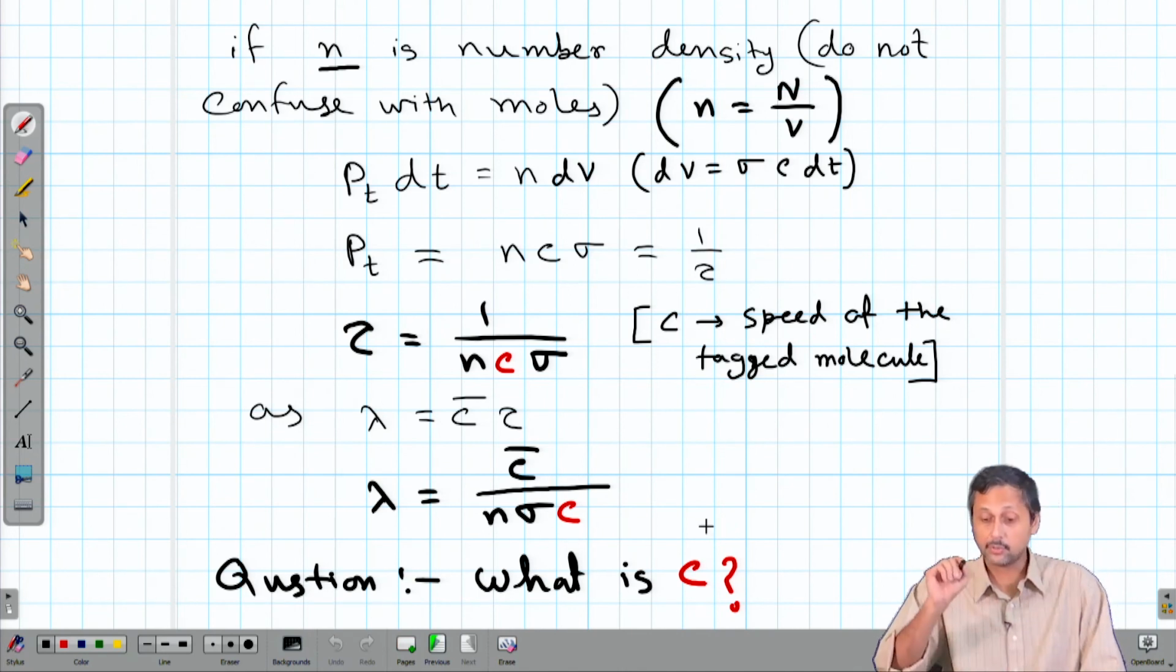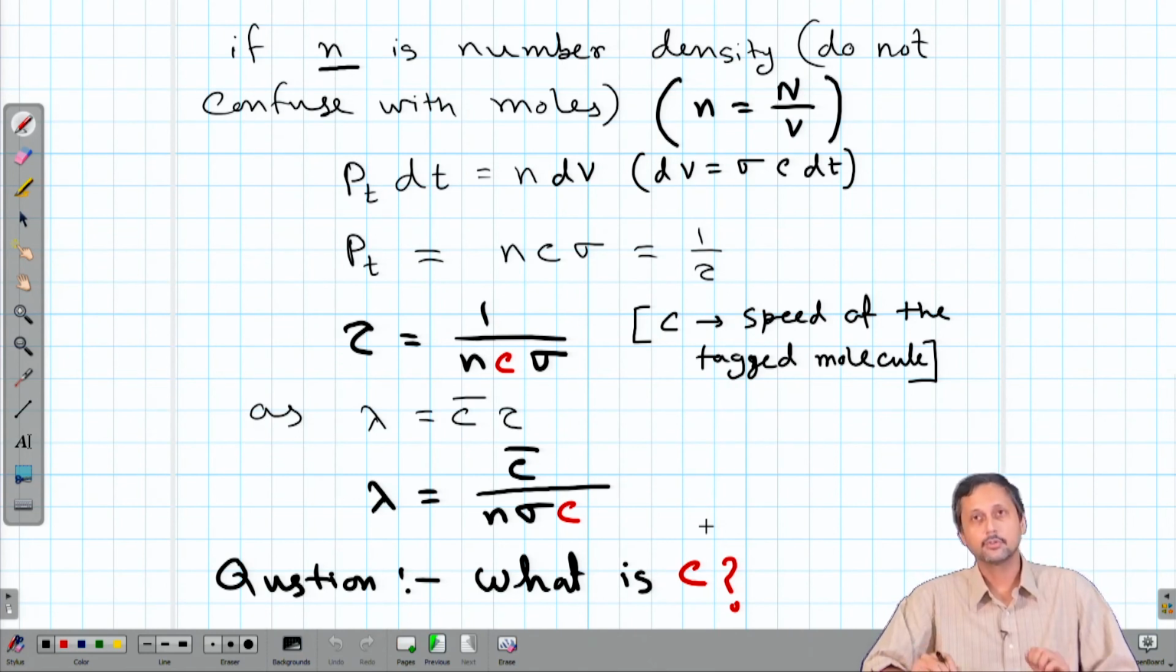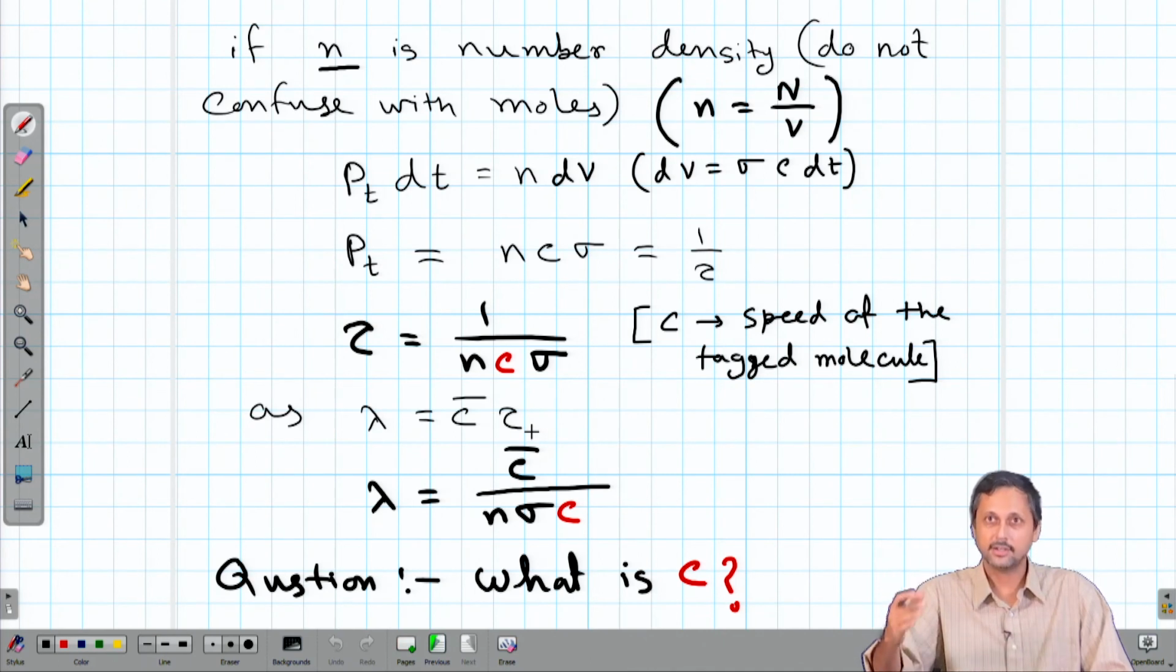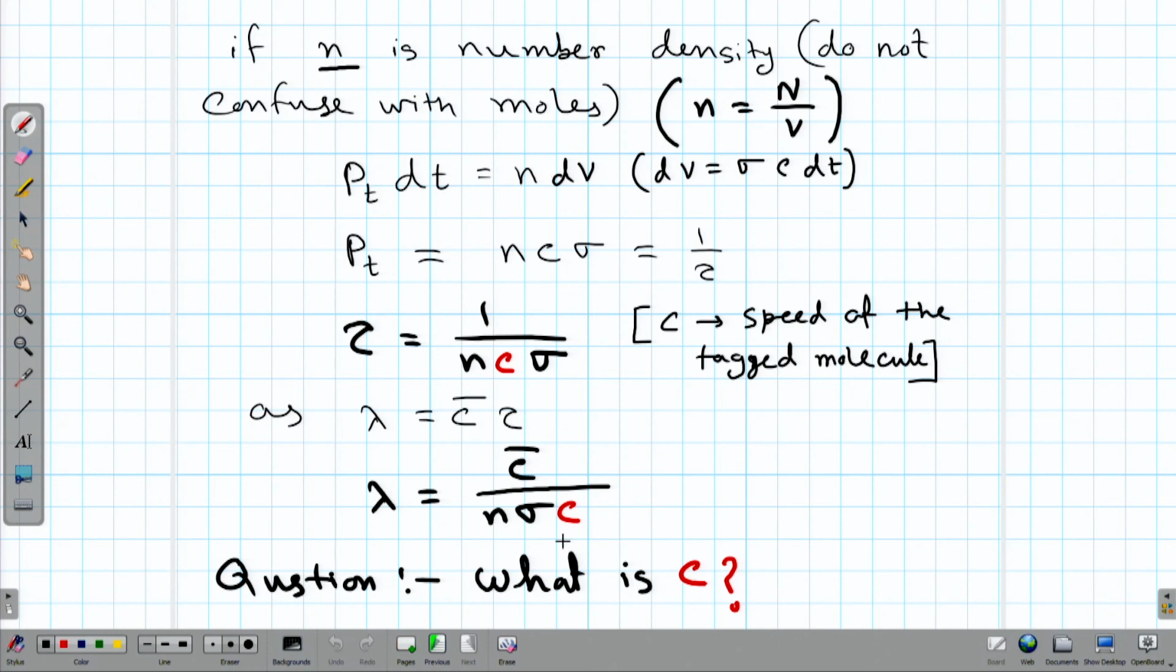Okay. So, now the question is, what is c? What is an appropriate expression for c? Is it exactly similar to this mean velocity c bar here, or is it something else? So, we will start here from the next class, and we will compute an expression for c under the first order approximation, the second order approximation, and we will find out a proper expression for the free path. Okay. So, that is where we stop today. We will continue from here in the next lecture.